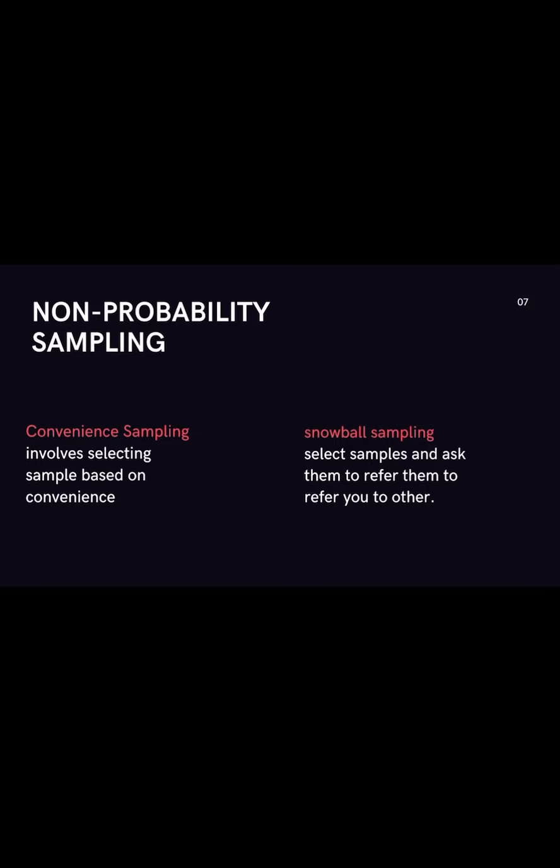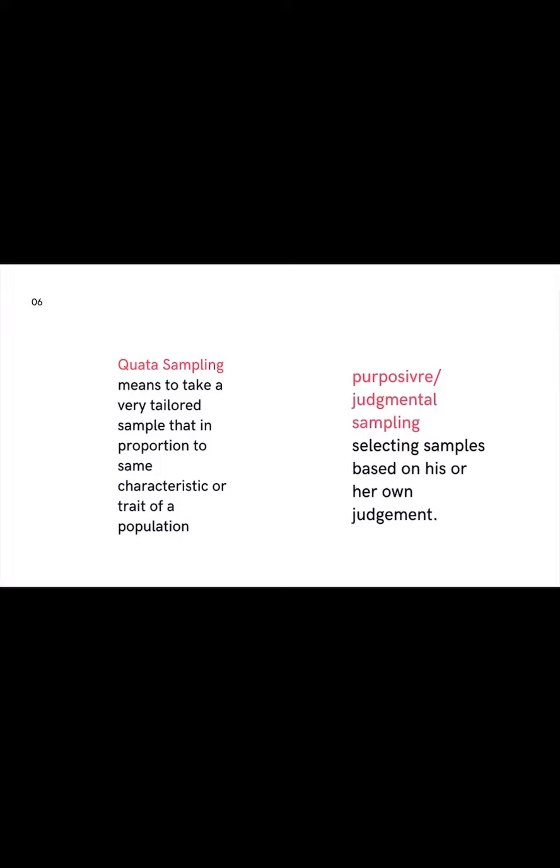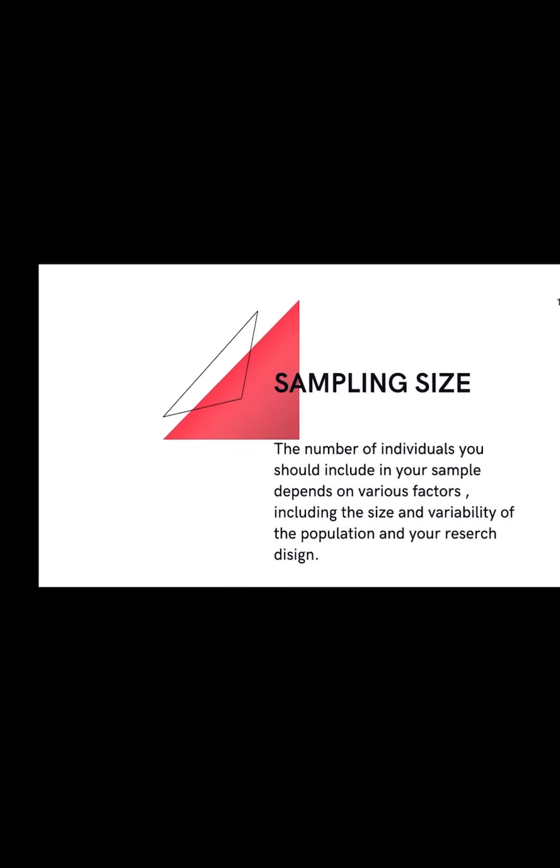Snowball sampling. Select a sample and ask them to refer you to others. Quota sampling means to take a very tailored sample in proportion to the same characteristic or trait of the population. Purposive or judgmental sampling. Select a sample based on his or her own judgment.